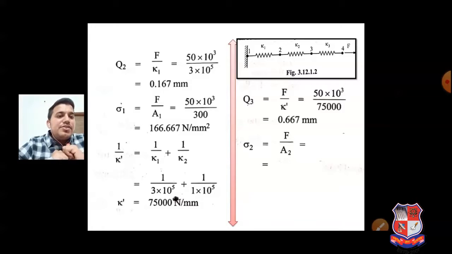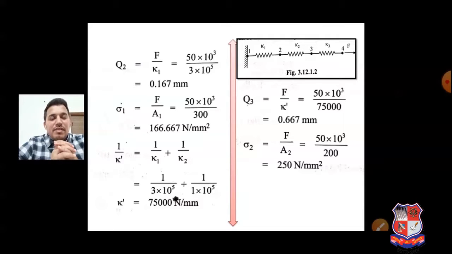Now we substitute the same value for the stress at node number 2, but it will be at node number 3, because for element number 1 it is sigma 1, here it is sigma 2, and we will find sigma 3 in parallel also. So here we can find the value of stress: F by A2 is equal to 5 into 10 raised to 3 divided by 200, which is equal to 250 Newton per mm square.